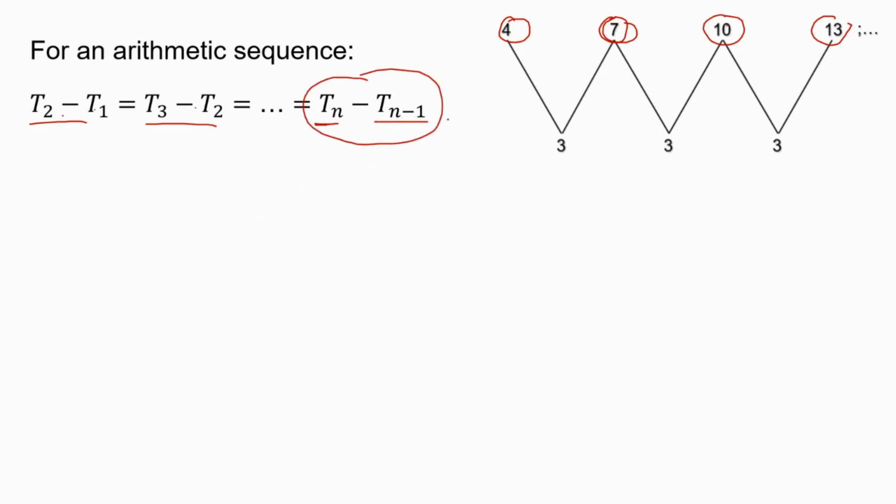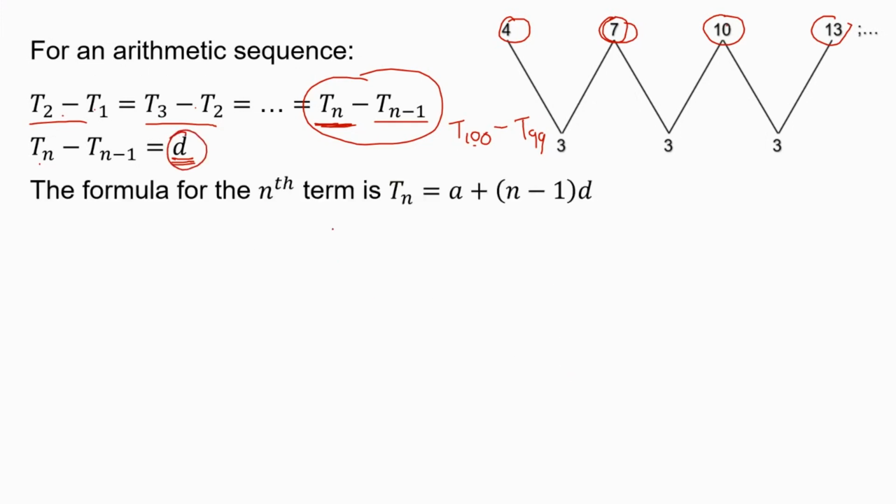Let's say if I say T100, it will be T100 minus T99, because 100 minus 1 is 99. So it goes on. Tn will be our last term for this sequence. And then Tn minus Tn minus 1 is called the common difference or the constant difference. And we use d to represent it.